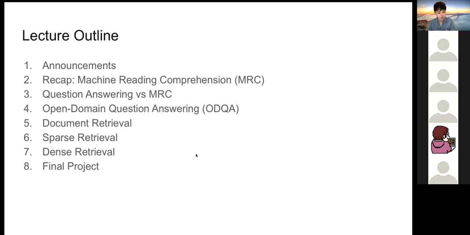And then we're going to discuss a few ways of retrieving documents, which will be crucial for open domain QA. And then we're gonna actually do this by going over two papers, one for sparse retrieval and one for dense retrieval. And then after that, we're gonna talk about the final project. At the end, Myung will give a very brief introduction to your baseline code that you're gonna work on for your final project.